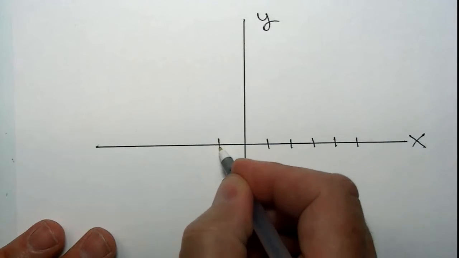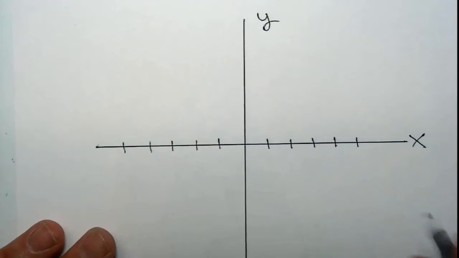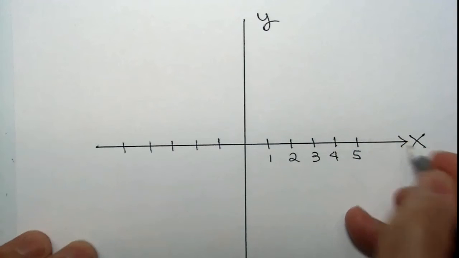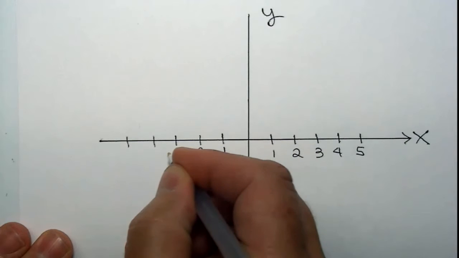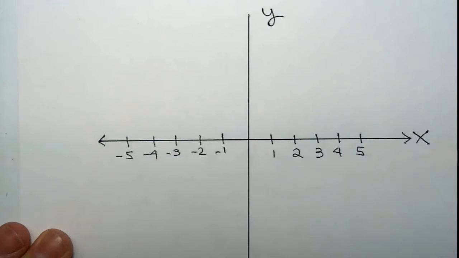So I'm going to go ahead and mark this off just like any number line with positive and negative quantities. So we'll put a 1, 2, 3, 4, 5. And naturally, it's a number line, it does go on forever. This is -1, -2, -3, -4, -5. The arrow indicates it goes on forever.